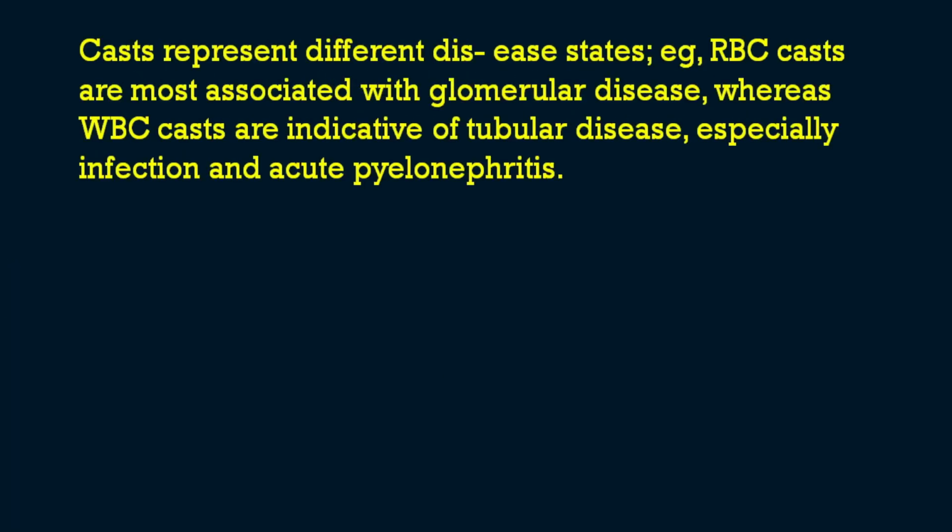First of all, the casts represent different disease states. For example, RBC casts are most associated with glomerular disease, whereas WBC casts are indicative of tubular disease, especially infection and acute pyelonephritis. So this is the differentiating factor. RBC casts can be seen in the glomerular diseases, whereas WBC casts can be seen in the tubular diseases, especially the infections of the tubules, like acute pyelonephritis.